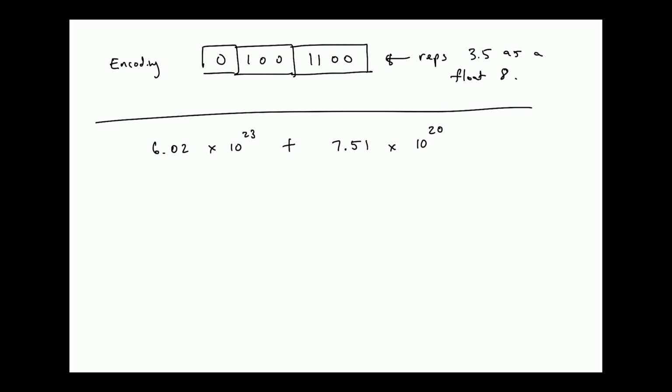So what this means is I need to change one of their exponents so it matches the other one. And there are two ways that I could do that, right? Because I got two numbers. I could make the 23 become a 20, or I could make the 20 become a 23. Which one of those options should I choose? Why? 20 to 23.